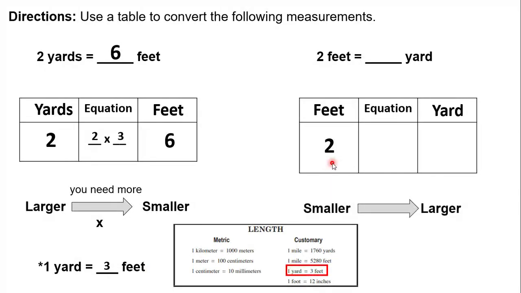Now, since we're going from a smaller unit to a larger unit, we know that we need less yards to make up the same distance as feet. So since we need less yards to make up the same distance, we're going to divide. So we're going to divide 2 feet, because that's what's given to us, by 3 feet per yard. So 2 divided by 3 equals 2/3. 2 feet is equal to 2/3 of a yard.